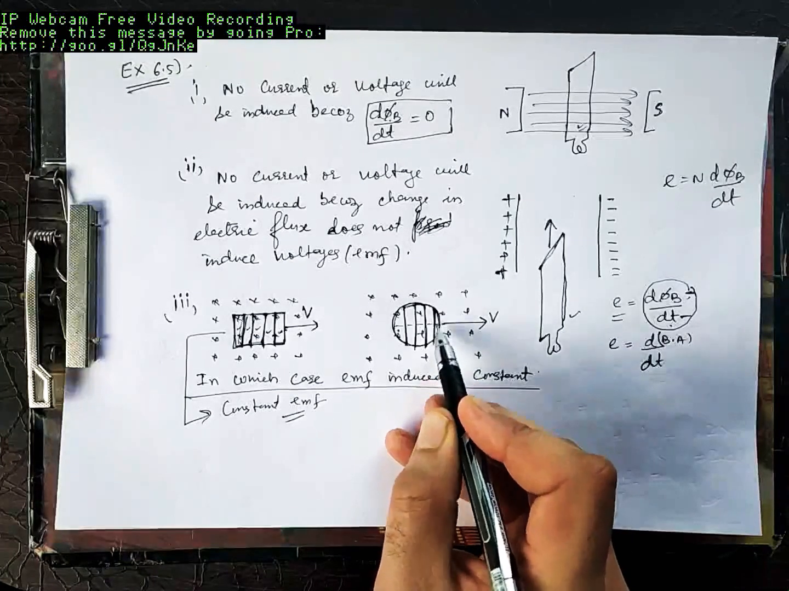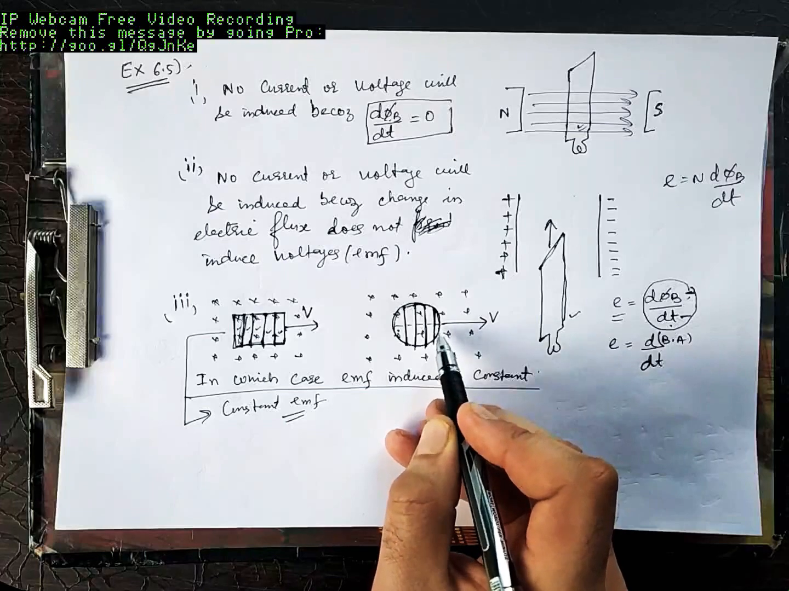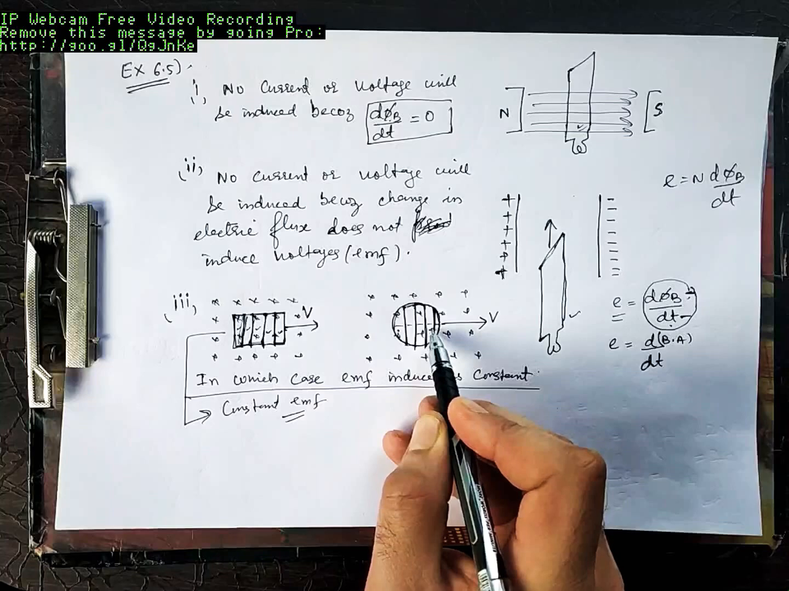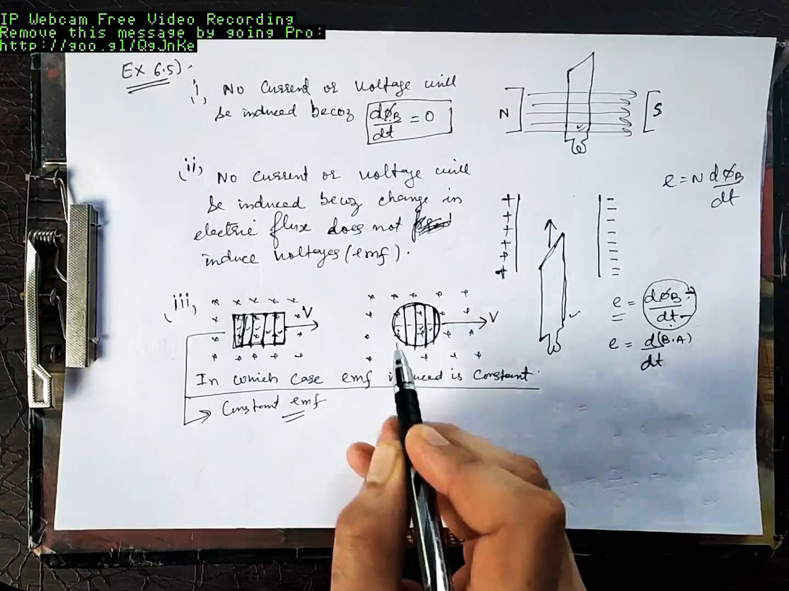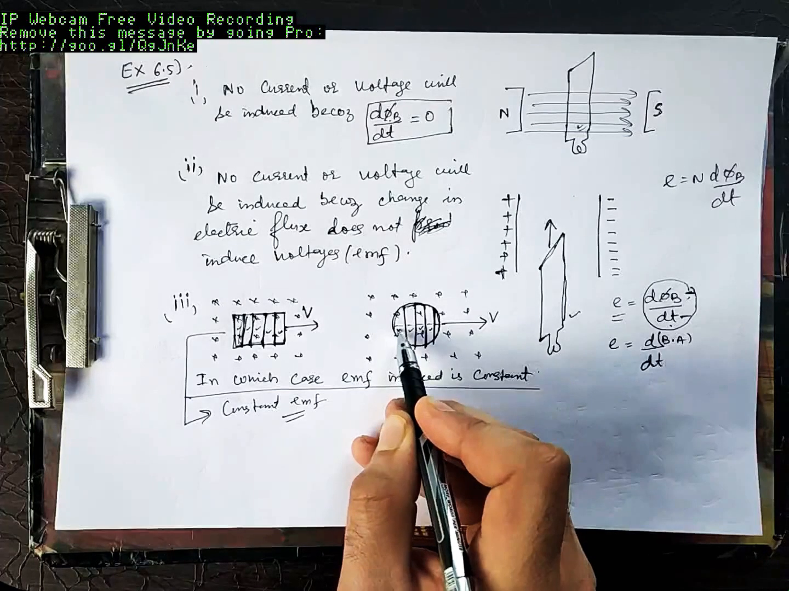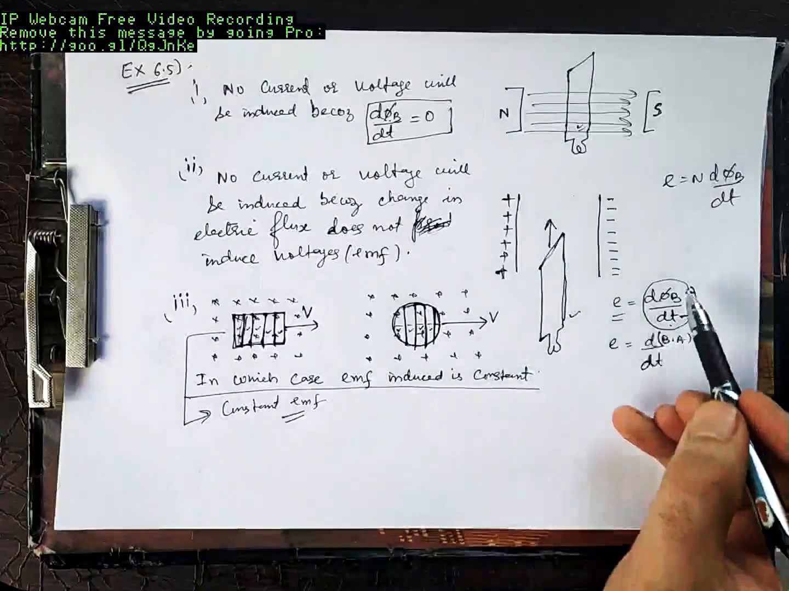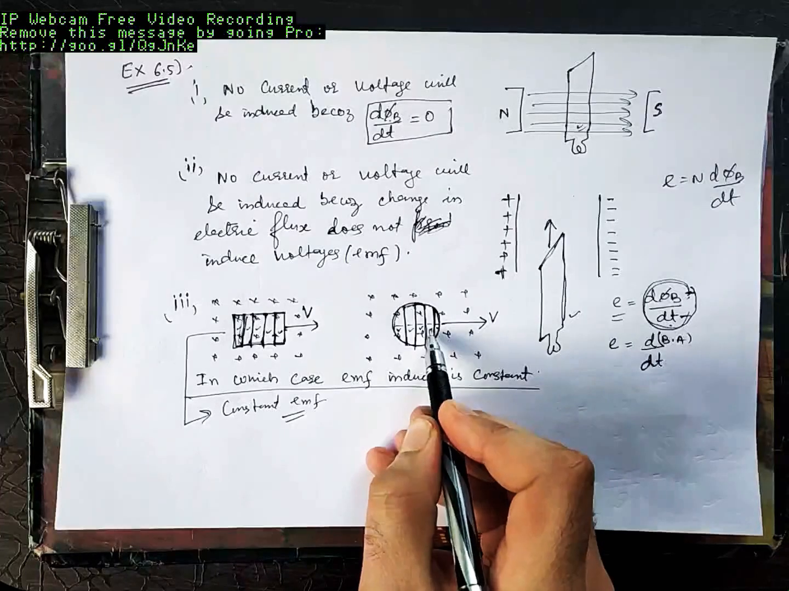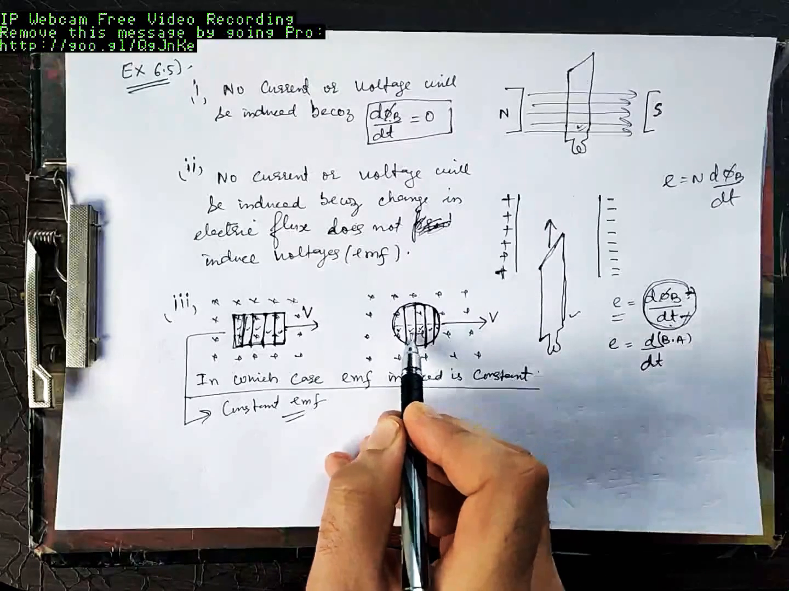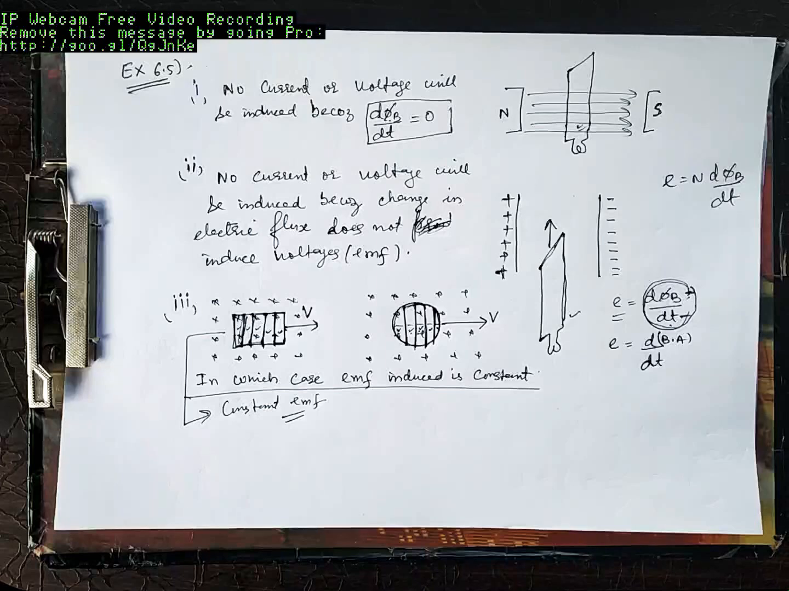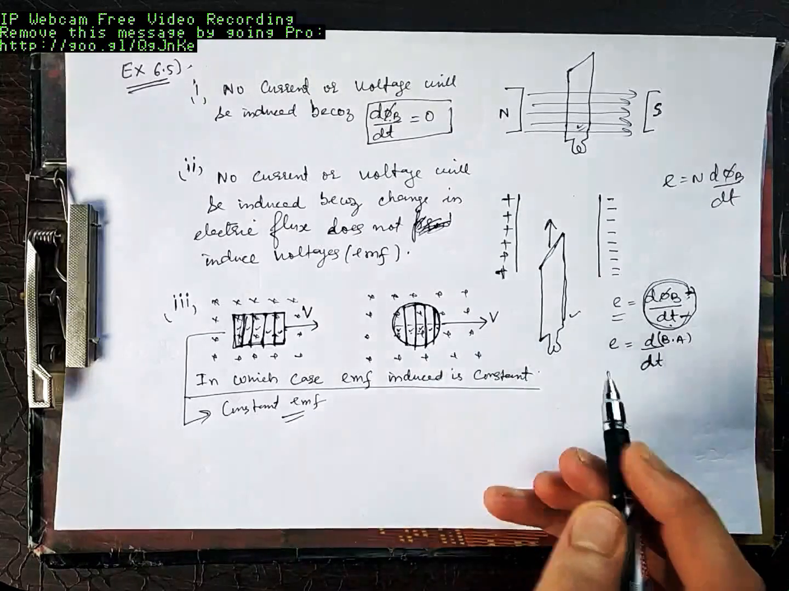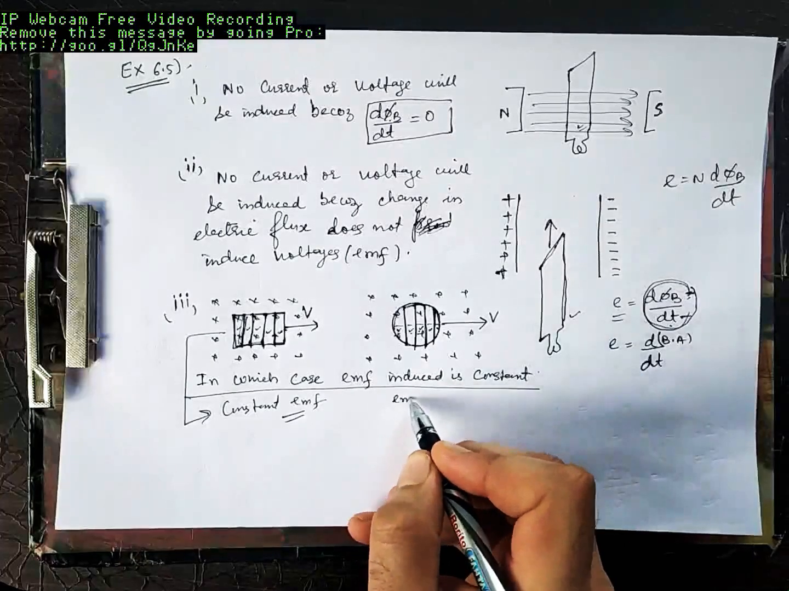Initially when you remove this area, it is small, so the change in flux is less. Then the change in flux is more, then the change in flux is maximum, then the change in flux is less, then again less. So d phi by dt is not constant. Here d phi by dt was less, then more, then maximum, then less, then again less. Are you getting me? So if I ask you, is it constant or changing? Here, EMF is changing.